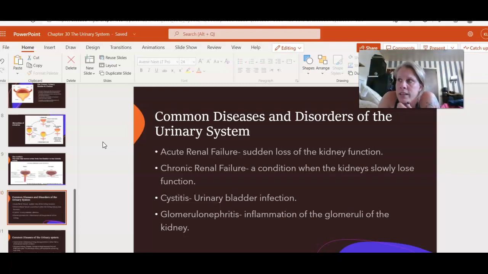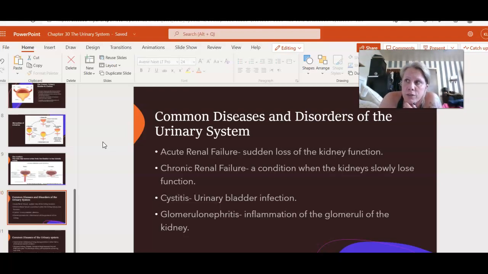The treatment for that is to modify the diet, increase the amount of protein, and control your fluid intake. Antibiotics and dialysis may be needed. And if the underlying cause can be treated, acute renal failure can be reversed and the kidney function can then be returned back to normal.